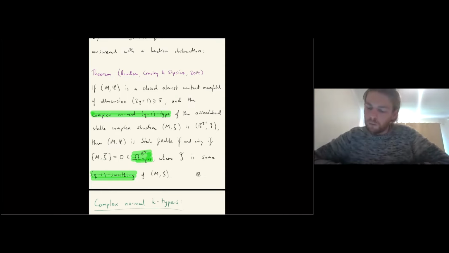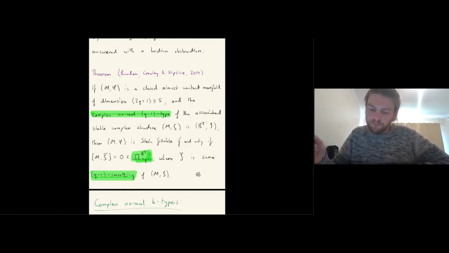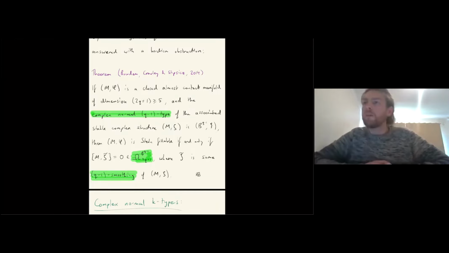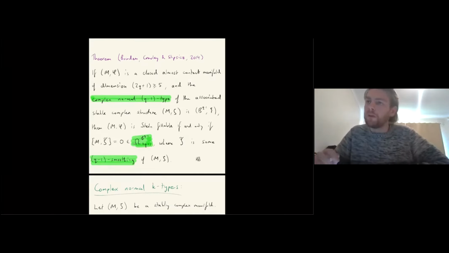What I was interested in is if we look specifically at, say, dimension 5. In this case, k equals 2. What can we say about 5-manifolds? If we have a 5-manifold, we need the complex normal 2-type. So we need to be able to say something about what complex normal 1-types look like, and then what their bordism theories look like.